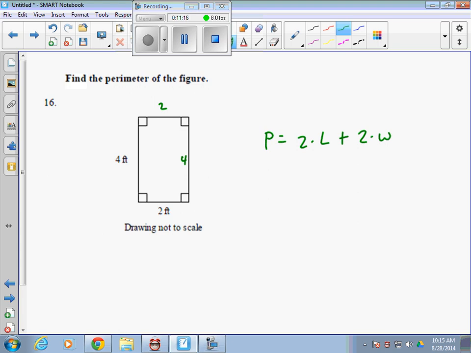Or you could plug them into the formula that I wrote. Perimeter is 2 times the length, we'll call it 4 feet, plus 2 times the width, we'll call it 2 feet. Again, 8 plus 4, your perimeter in this case would be 12 feet.